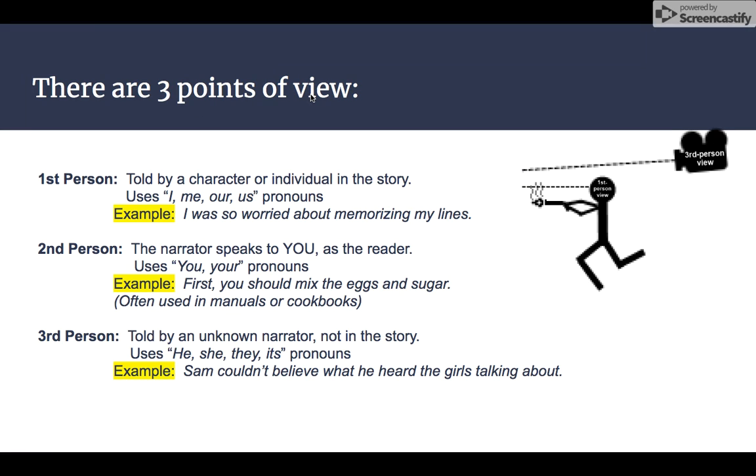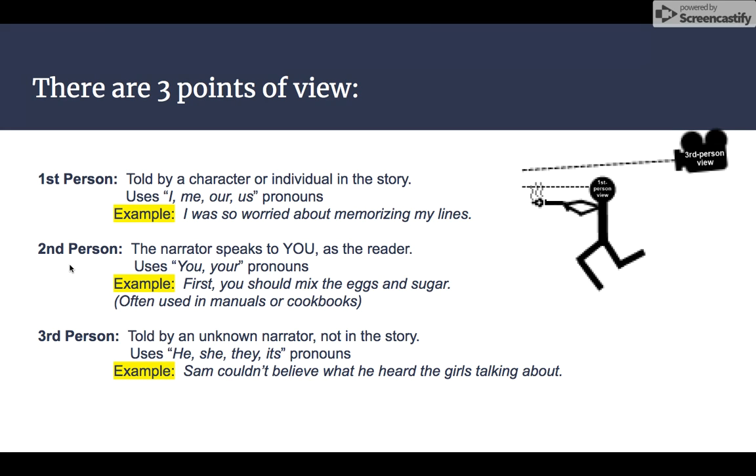There are 3 points of view in most stories. First is the first person point of view. This is when a story is told by a character or individual who's in the story. And you'll figure this out because you'll see the pronouns I, me, our, us, words like that. For example, I was so worried about memorizing my lines. You see there, that's someone talking about and thinking about themselves. That's how you know a story is written in first person. The character's talking about themselves.